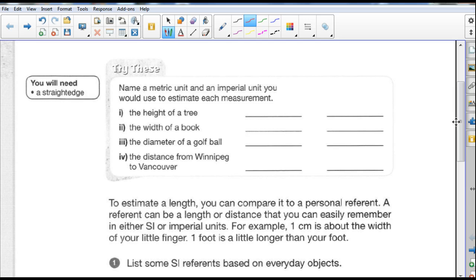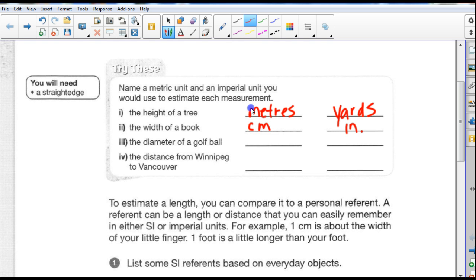Okay, so we're talking about basically reference. The height of a tree. Well, a unit for metric might be meters. And the height of a tree might be, in terms of an imperial unit, yards. The width of a book. Well, I would say that might be centimeters. I'm just going to write cm for centimeters, and the width of a book might be inches, abbreviation IN.